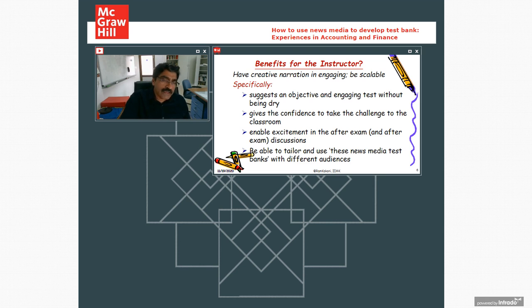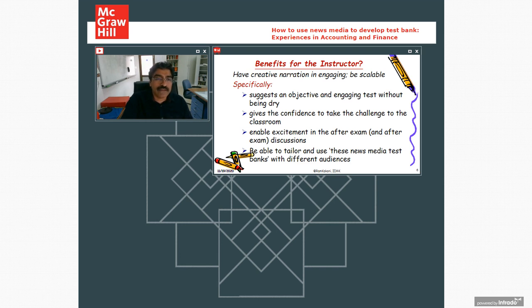So what we are saying is an objective and engaging test without being dry. It is not boring. It gives the confidence, that is for the faculty, to take the challenge to the classroom. The faculty feels far more empowered when he is taking the challenge to the classroom, when he is leaving the students to talk about it, to discuss it after the exams, after the classroom.